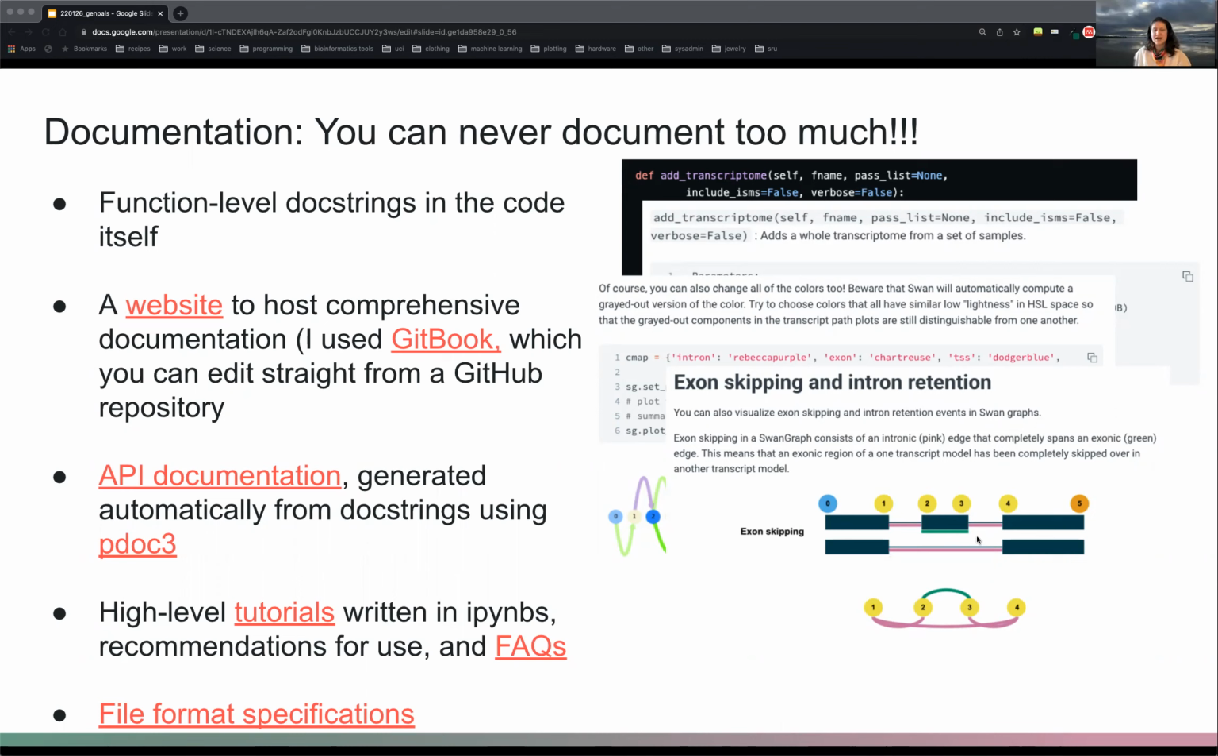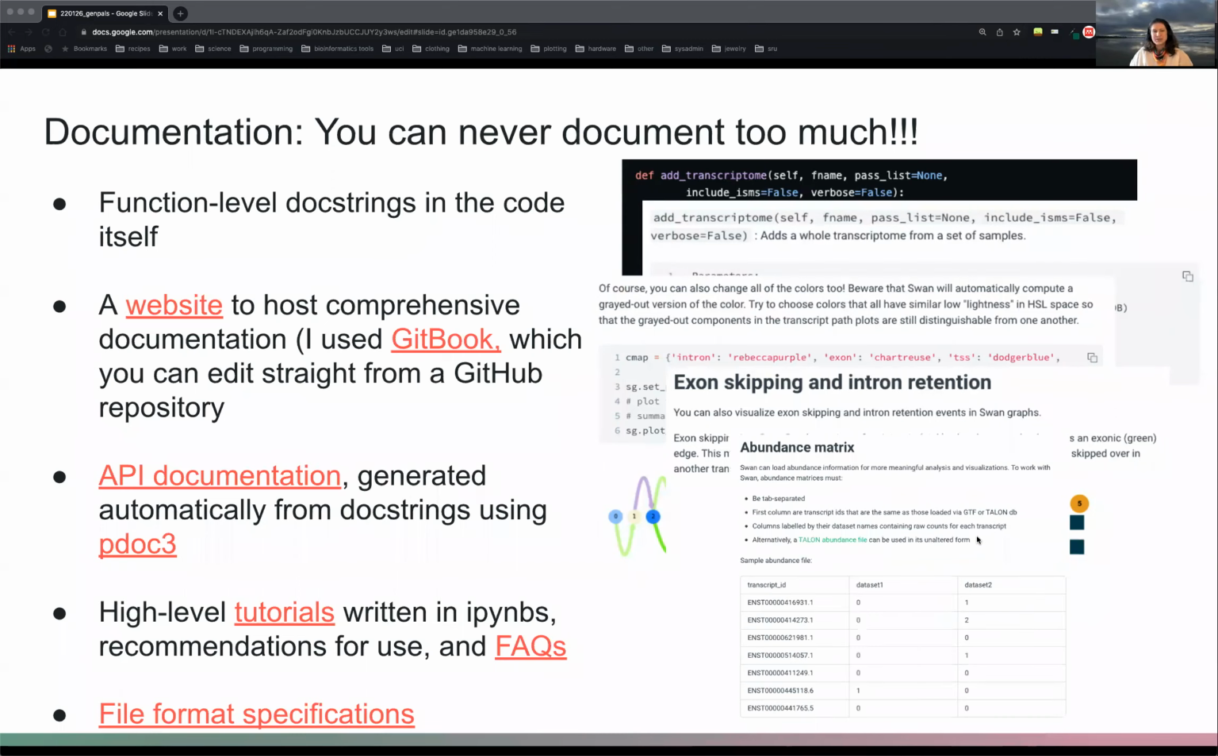And then last but certainly not least, please include file format specifications in your code. I cannot tell you how many times I've tried to run bioinformatics software and it just hasn't worked because it told me that for this input argument, I just need to put a TSV. I need to know what the column names are. I need to know what the values need to be, et cetera, et cetera. So Swan, I think, uses 5 distinct types of input files, and I have them all meticulously documented here so that nobody can mess up, hopefully.